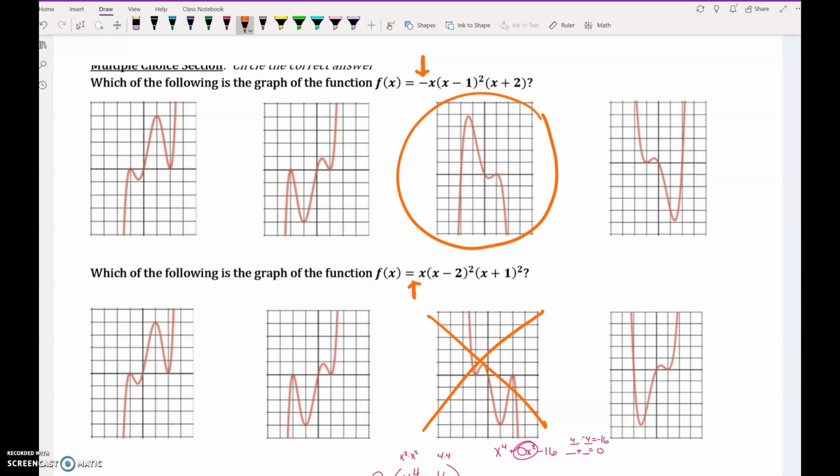It didn't narrow it down enough to find our answer, but now you at least know that that one is not correct. Find your zeros to help you narrow it down to which one is correct.